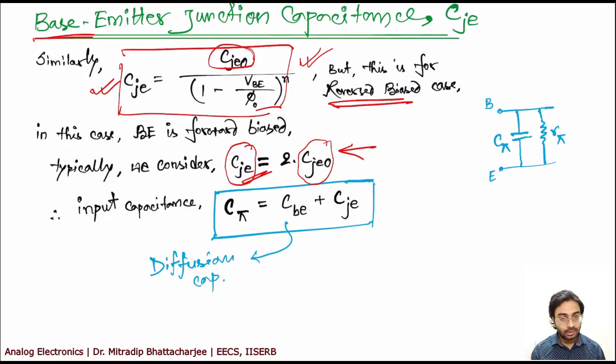Now you remember the diffusion capacitance I just showed, and now you have the junction capacitance. So your total capacitance C pi will be CBE plus CJE. This is the total input capacitance of your BJT. So here you have a C pi and you have an R pi. This is the input resistance we calculated previously, and now we have calculated the C pi value. So this is your base emitter junction condition.